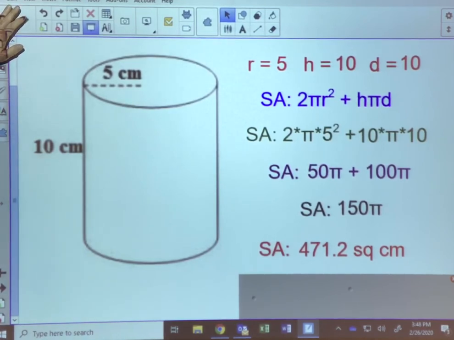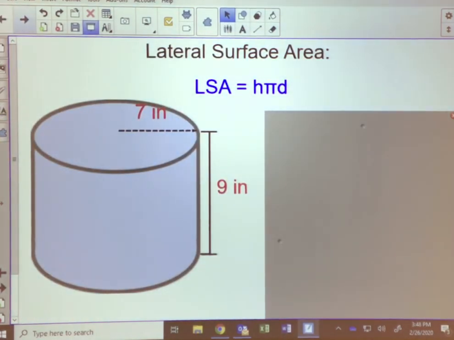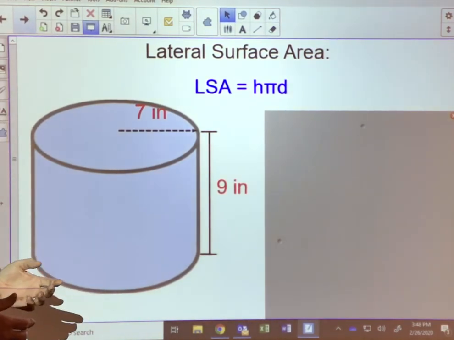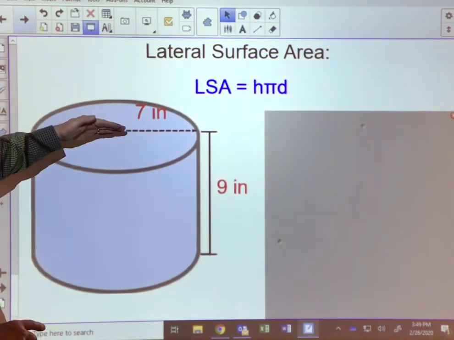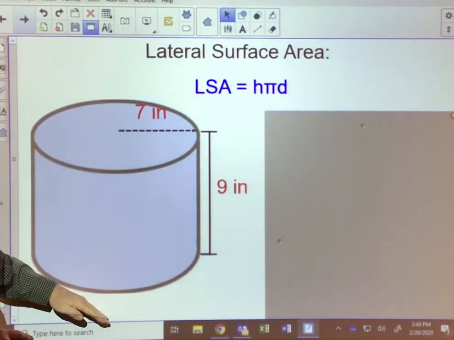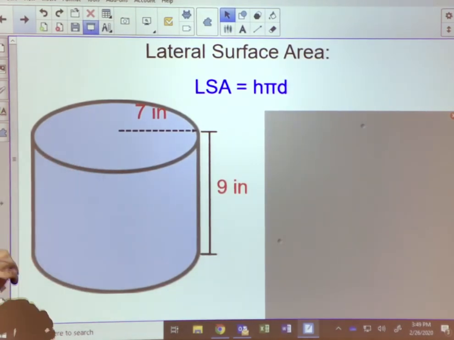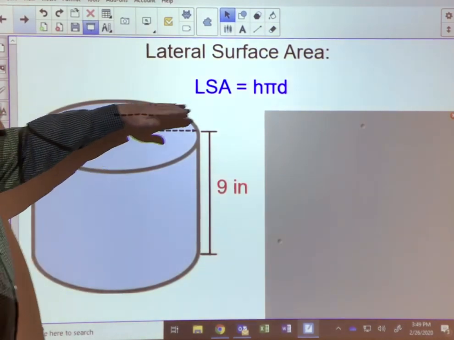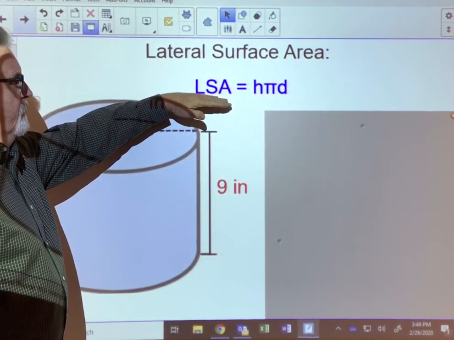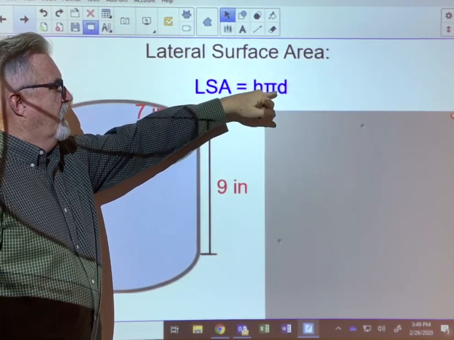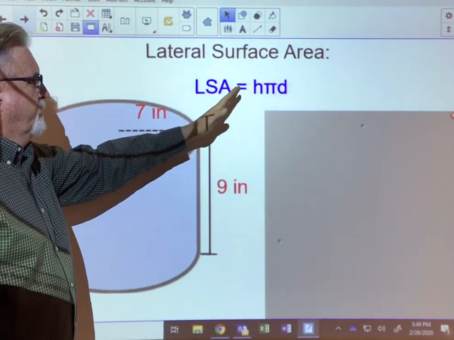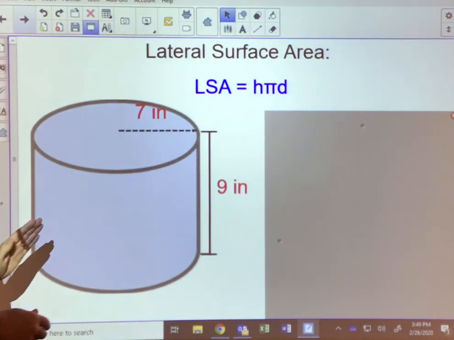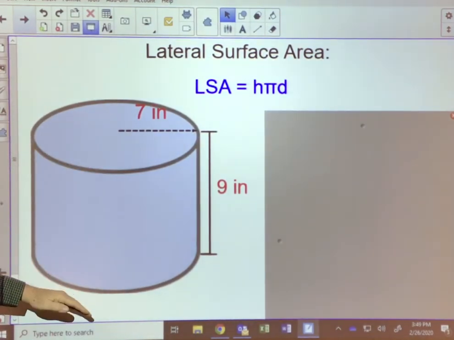Let's look at one more example, and this time we're just going to look at an example of lateral surface area. Sometimes we're dealing with, say, piping. Piping is a cylinder, but it's hollow. It doesn't have the two bases. It doesn't have the top and the bottom. They're open, so liquid or gas can flow through. So on that we use a different formula. We're going to use the lateral surface area formula, which is just height times pi times diameter. Now you notice we cut out that first half. We cut out 2 pi r squared because we don't need the area of the bases.